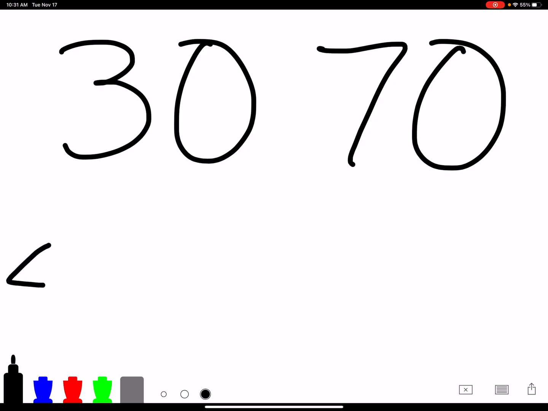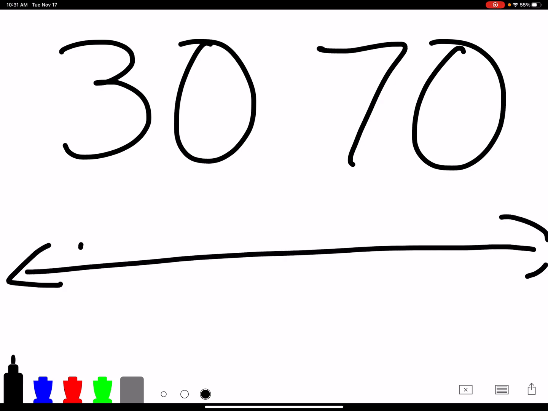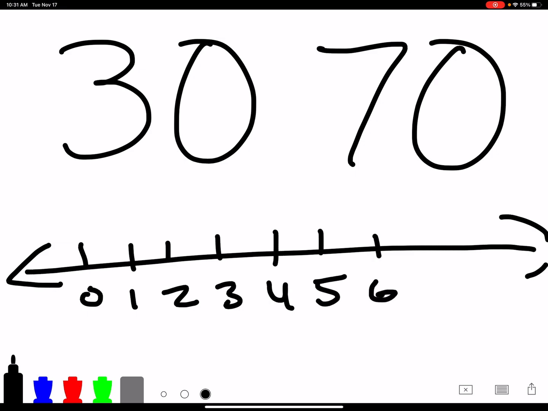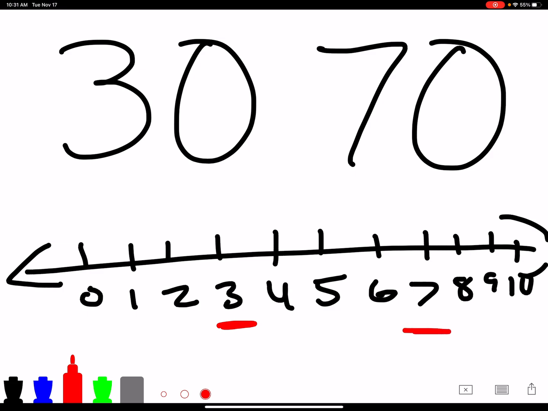Now if we look on our number line, we have 0, 1, 2, 3, 4, 5, 6, 7, 8, and then 9, and then 10. Now, if you look on the number line at 3 and 7, you see there's zeros in the ones place, and then the 3 and the 7 are in the tens place. And I'll discuss more about place value later on. But since we're focusing on the first two digits, just ignore the 0. Pretend it's not there.